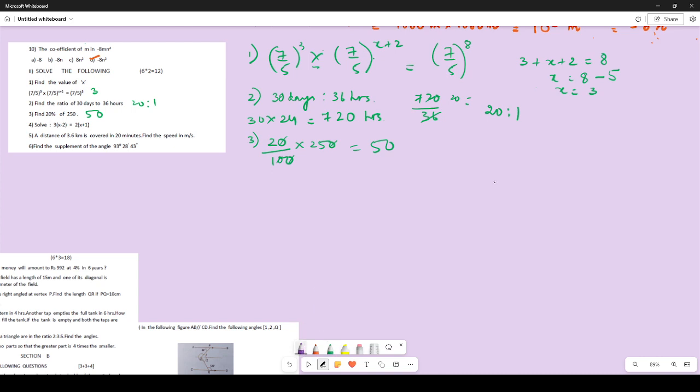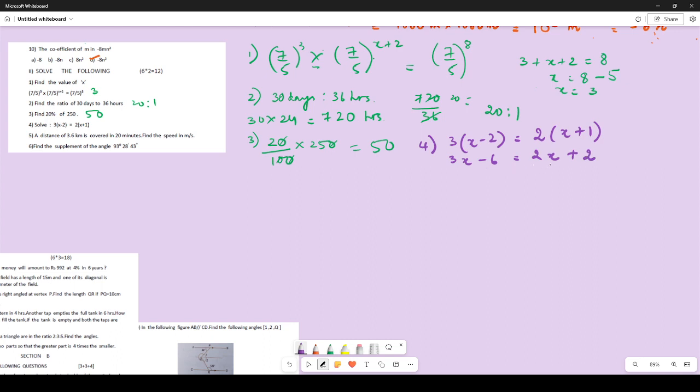Let me use a different color now. Right. So solve 3(x minus 2) equals 2(x plus 1). Now remember over here, when the number is outside the bracket, it means it needs to be multiplied with everything. So what we have next is 3x minus 6 is equal to 2x plus 2, right?